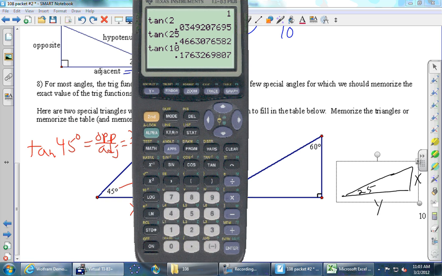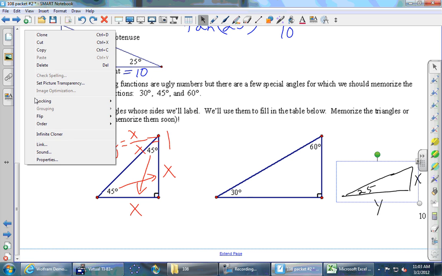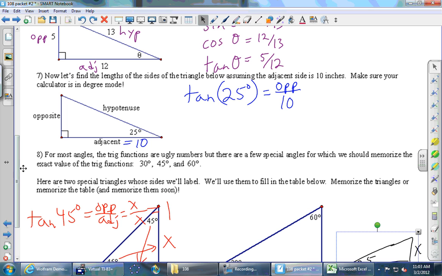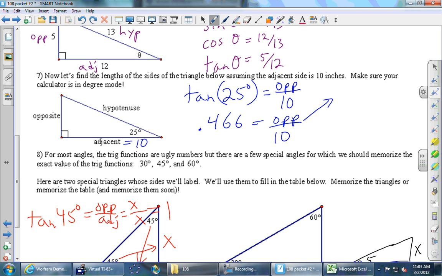So let's see if we can use that tangent of 25 degrees. Up here, we had this equation in blue. Tangent of 25 was opposite over 10. Tangent of 25 was 0.466. That's the opposite divided by 10. And then do what to both sides? Multiply by 10. So 10 times 0.466 equals the opposite side. Opposite side is around 4.66.